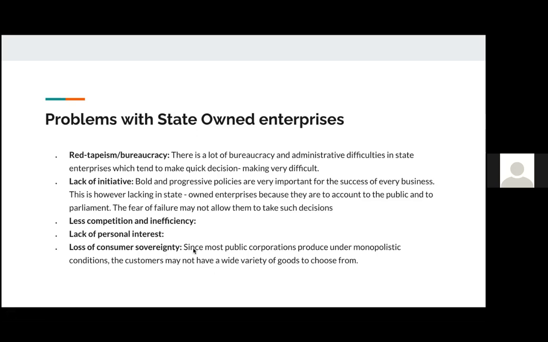And also, like I said, it would foster competition if there were different companies, but there aren't. There's just one owned by the state.